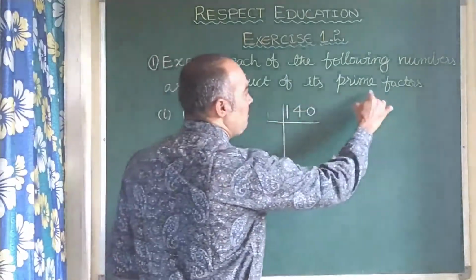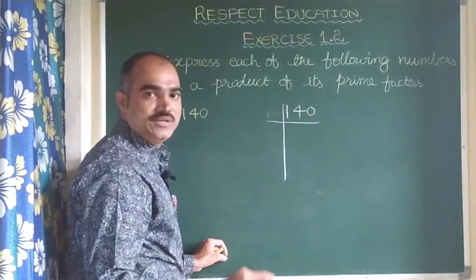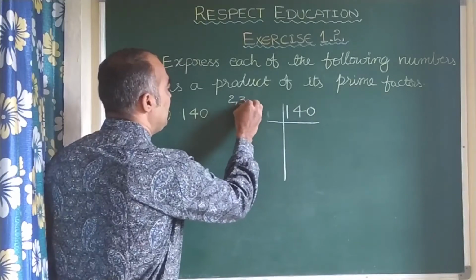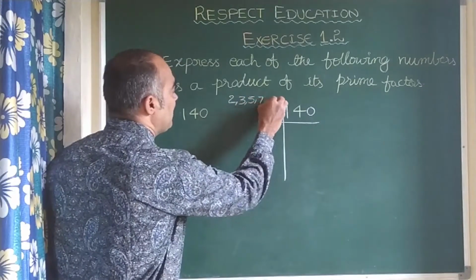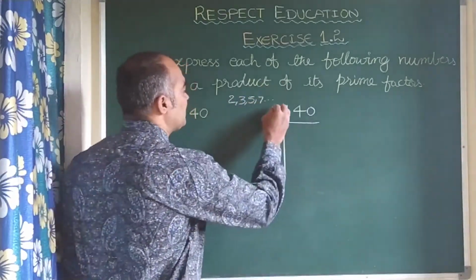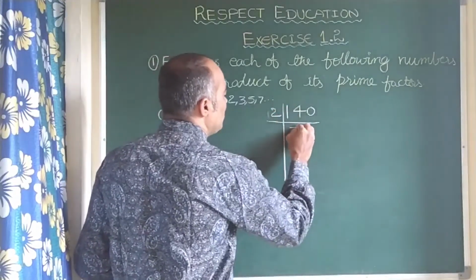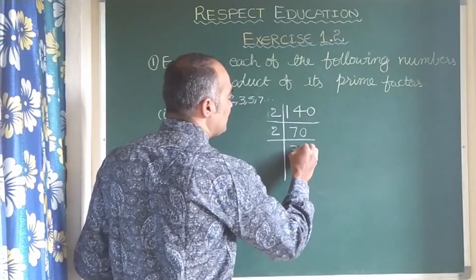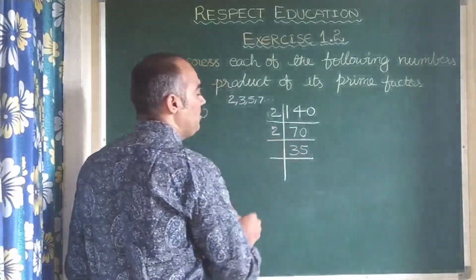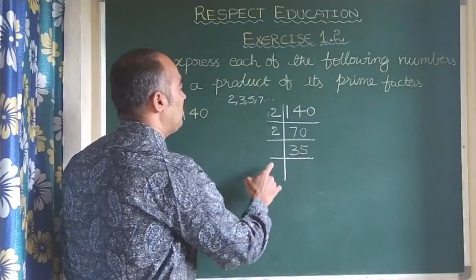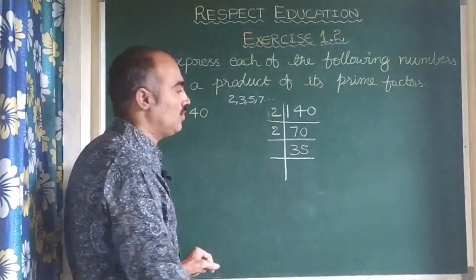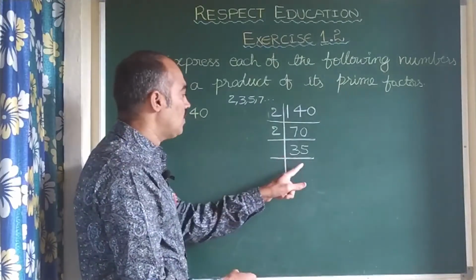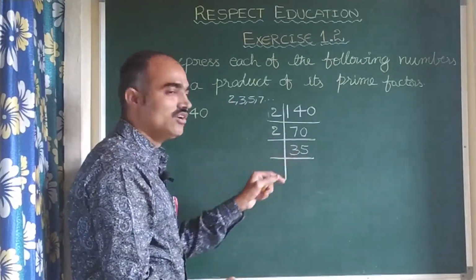Here, for prime factors, we need to take the list of prime numbers, children. They are like 2, 3, 5, 7, and so on. So let us start the problem with 2. 2 70s are 140, again with 2. 2 35s are 70. Now here, it is an odd number, so it can't be divided by 2. Now let us see with 3. 3 plus 5 is 8. Since 8 is not divisible by 3, 35 also is not divisible by 3.